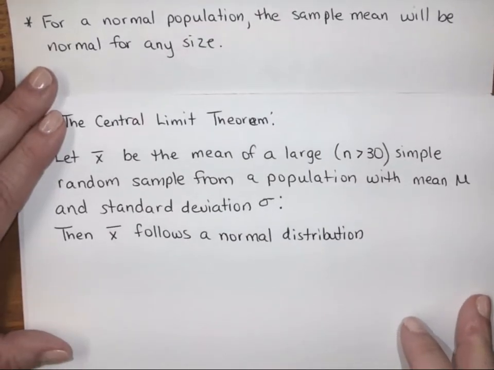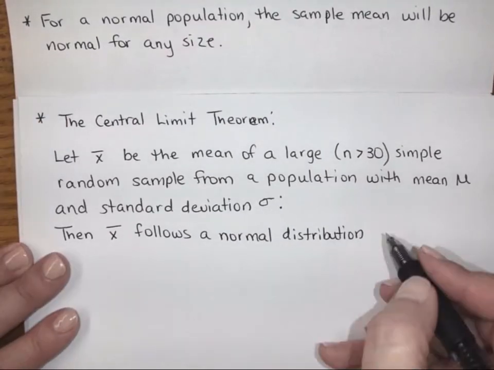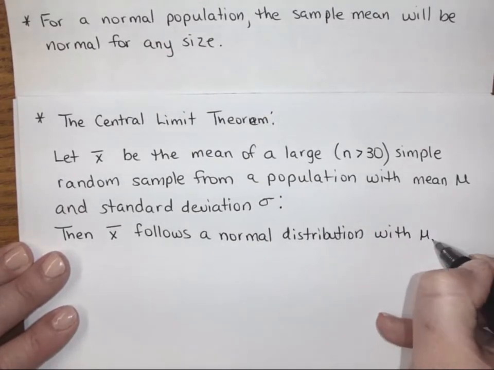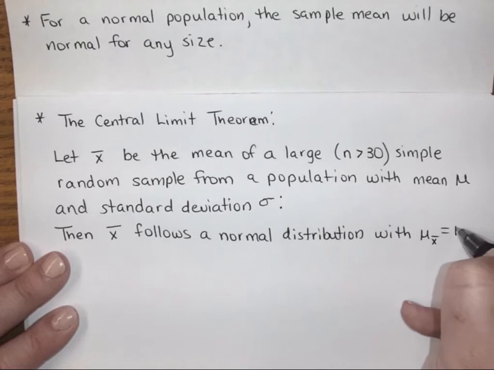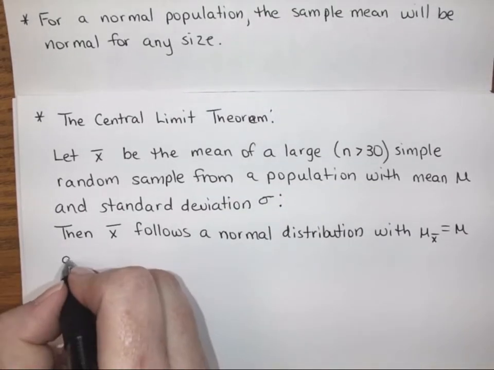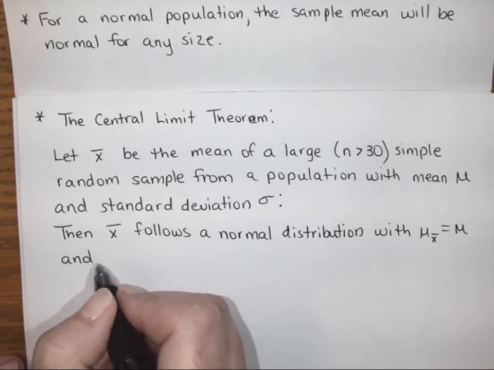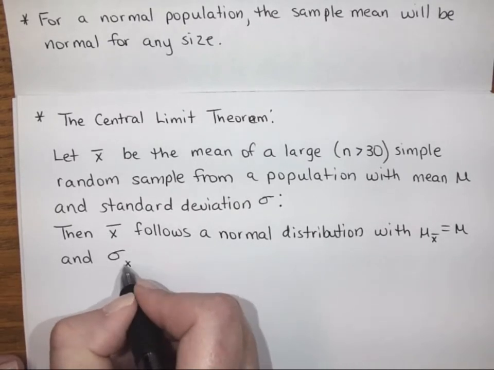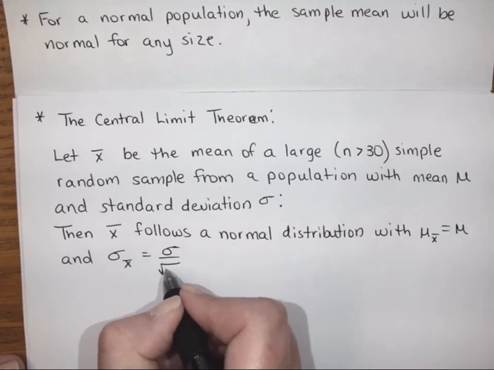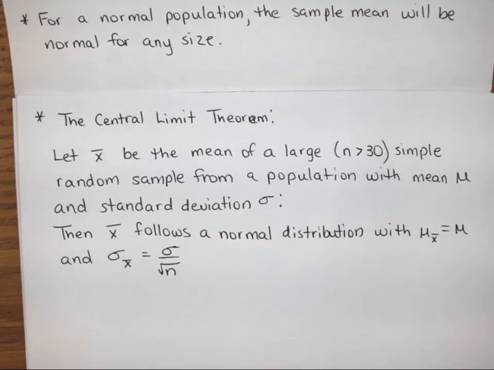Okay, so x bar follows a normal distribution with the following formulas at play. The mu of the x bars will be mu, just like I mentioned before, and the standard deviation of the x bars will be our formula above as well, which is standard deviation divided by the square root of n.